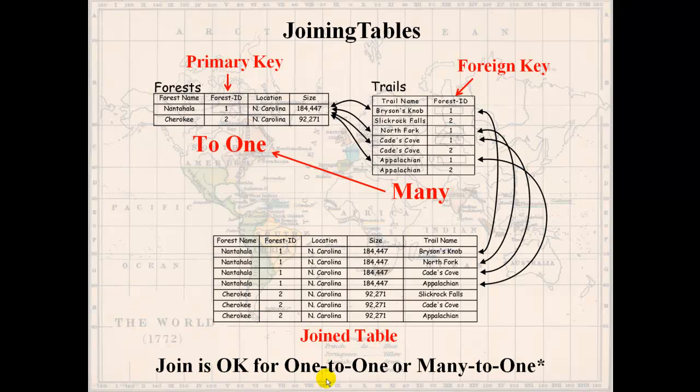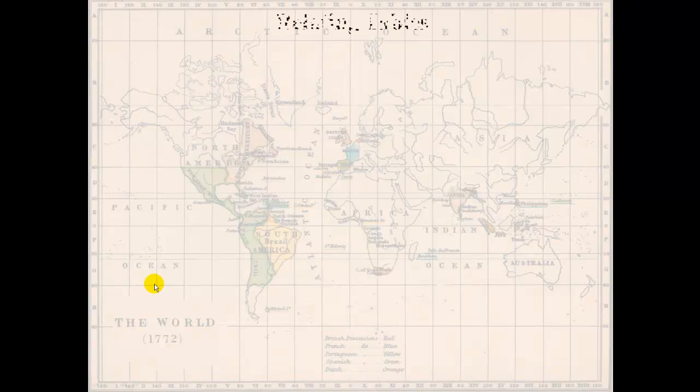Join works for one-to-one and many-to-one. Remember that. One-to-one and many-to-one, you use join. This creates a new table. So the join makes a new table. Now this table won't persist. You have to explicitly store it, but it's going to make a new table that has all the attributes of both tables in it so you can ask questions.